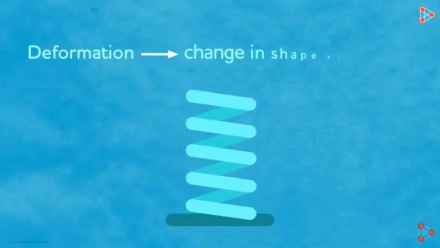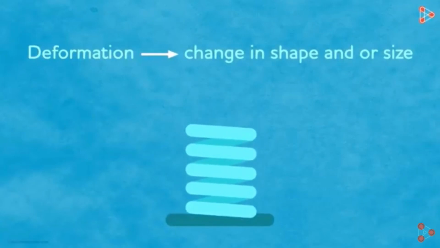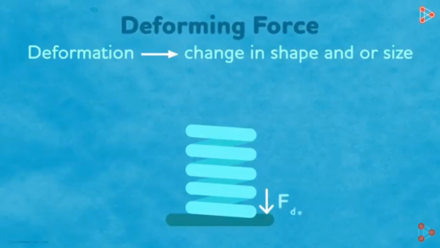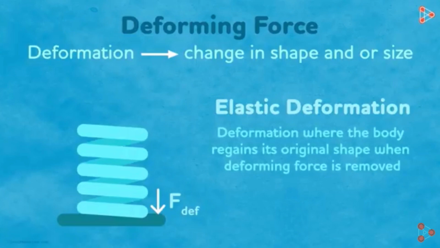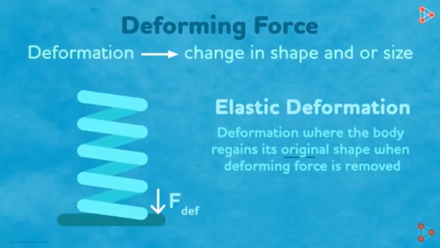Deformation means the change in shape and/or size of the body. And the force which deforms an object is called deforming force. Elastic deformation is the case of deformation where the body regains its original shape as soon as the deforming force is removed. But what really happens?